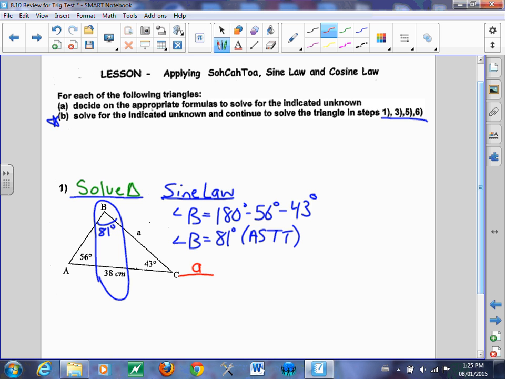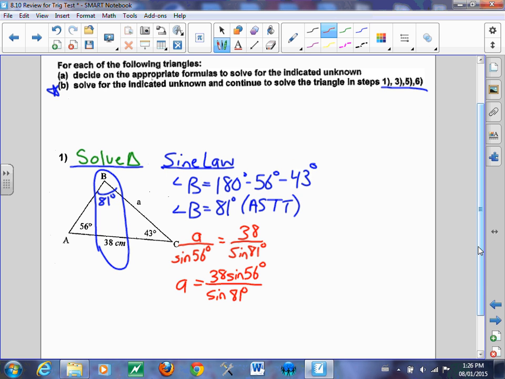So A over sine of 56 equals 38 over sine of 81. Remember how to do the cross, folks? The opposite cross, which is 38 sine of 56, divided by what you would normally multiply by, which is sine of 81 degrees. Plug it in your calculator, and you should get 31.9 centimeters. Please make sure you're practicing plugging them in your calculator.